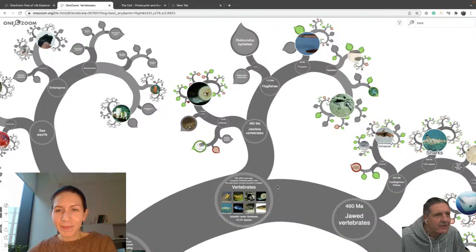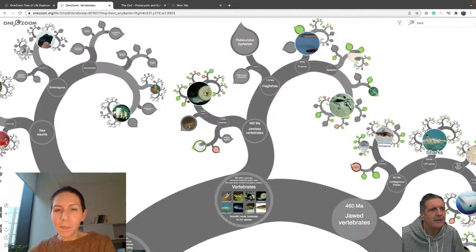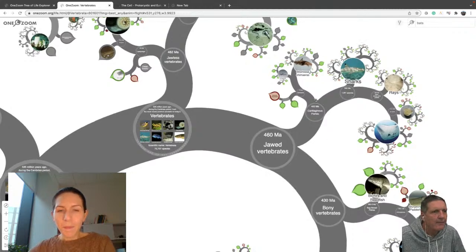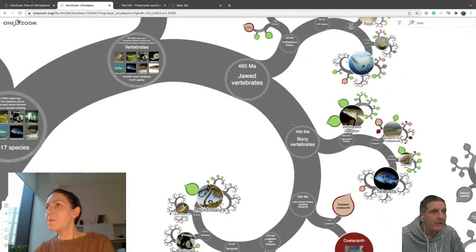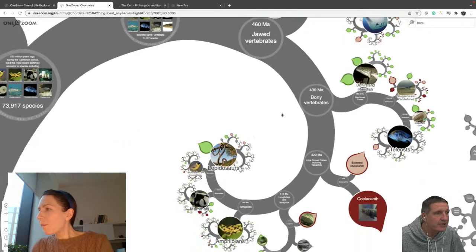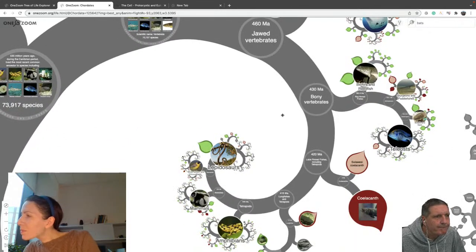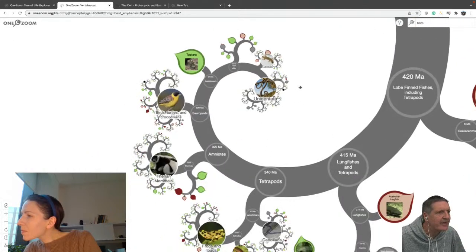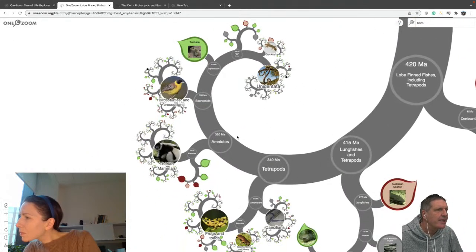Wait a second. Okay, and the sharks come here. Here come the jawed vertebrates, they're the sharks, right? And then come the bony vertebrates. Now we're getting closer to us, actually, right? Okay, then we carry on. There's the tetrapods. And here we branch off with the birds, right?